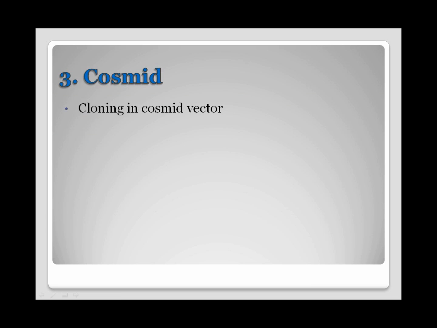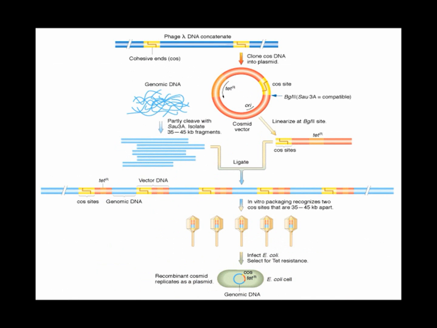Next is the cloning in cosmid vector. Firstly, COS DNA is cloned into plasmid to form cosmid vector. Next, cosmid and DNA fragments are ligated. They will undergo in vitro packaging to form phage coats. And lastly, recombinant cosmid replicates as plasmid in host cell.